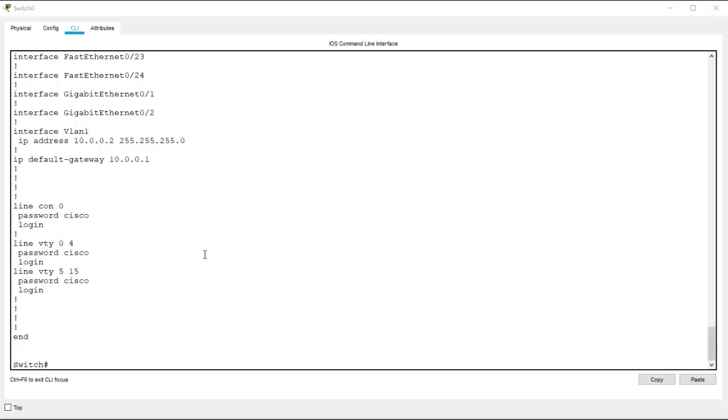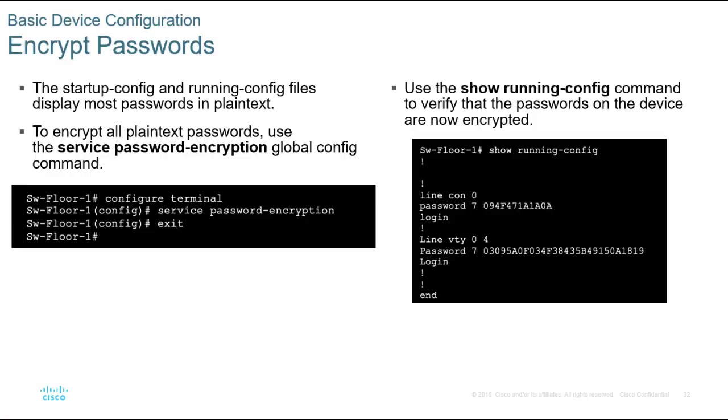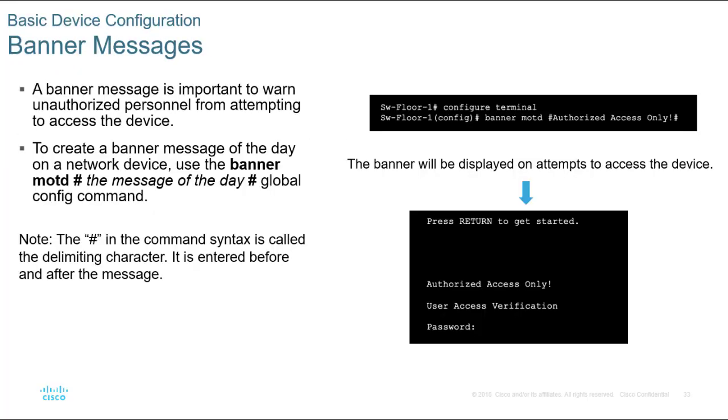So on Packet Tracer, on my switch here, I have applied the commands we've looked at so far. There's the console, and there are the VTY lines 0 through 15. So as you can see, those passwords are in clear text. Again, if somebody's looking over your shoulder, it'd be preferable if those were encrypted, just to help secure them a little better. So that's the next command we're going to look at.